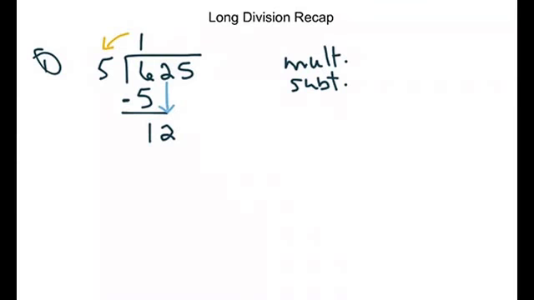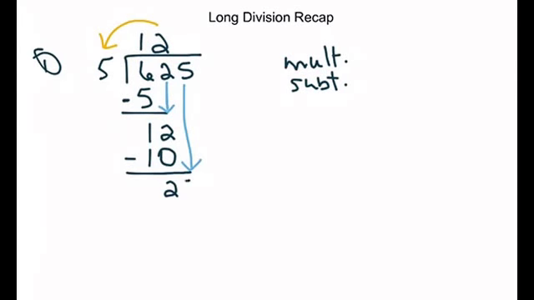5 will go into 12. How many times completely? It'll go in twice. Now 2 times 5 is 10, and I write that 10 down here below the 12, and I subtract 12 minus 10. That gives me 2. Now we're right back where we were. I'm going to take the next number and bring it down, and we start the process over again.